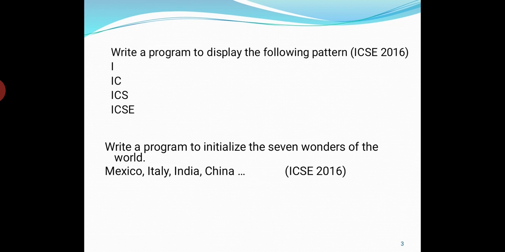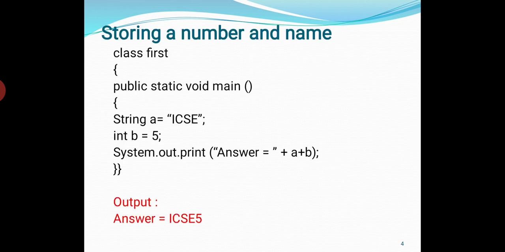But the point is that when the value is given in the program, we need to store it. We need to store it means we just have to initialize the value to a given variable. It can be a string like this or it can be an integer like this. Like string a is equal to ICSE, this can be used in the first example, and int b is equal to 5. Now storing of values goes to another level when we do arrays and so on, but that will come in the next part of the video.